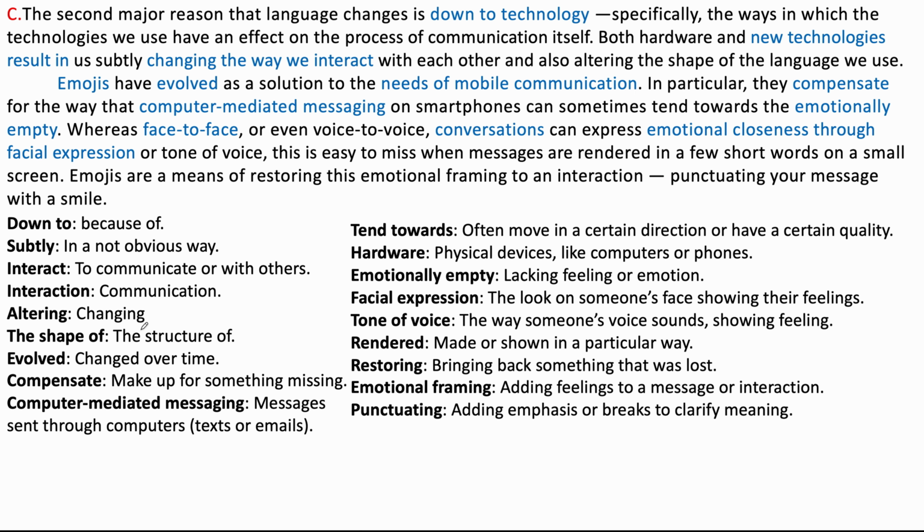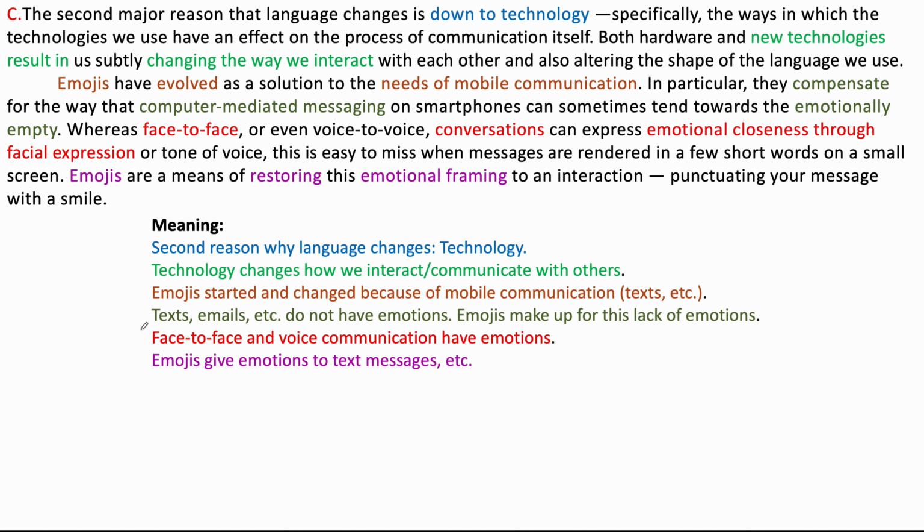Section C has two paragraphs. The parts that I focused on while trying to get the main idea of the section are highlighted in blue on your screen. What the section means in simple language is the second reason that language changes is technology. Technology changes how we interact or communicate with others. Emojis started and evolved because of mobile communication, such as text messages.